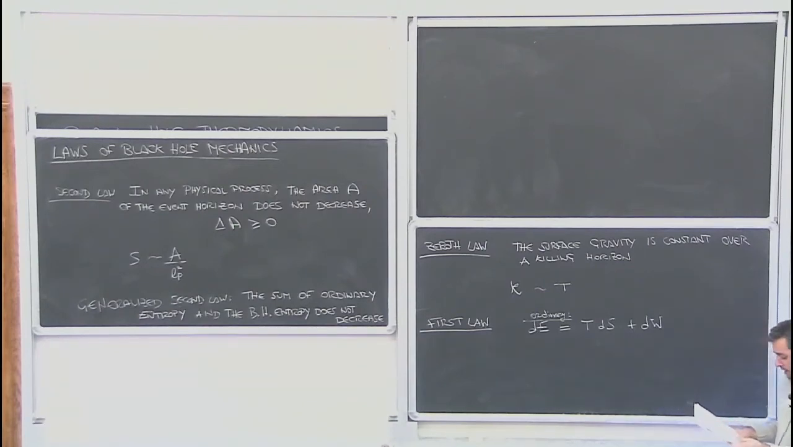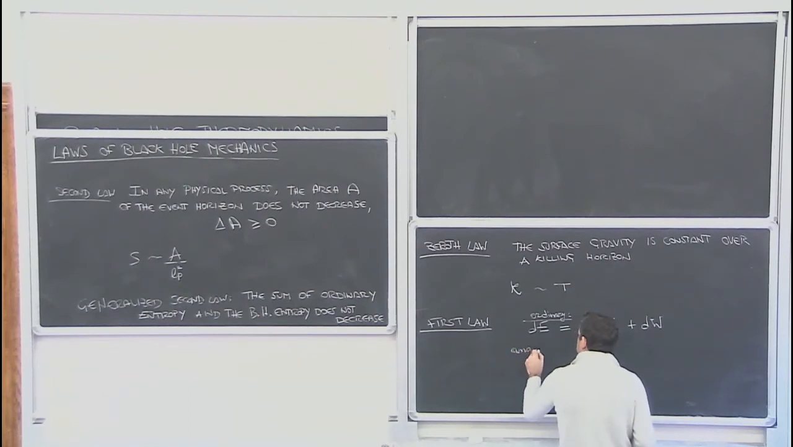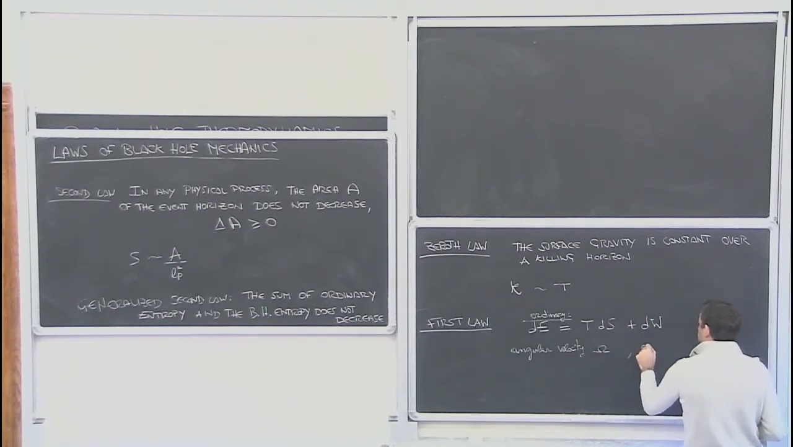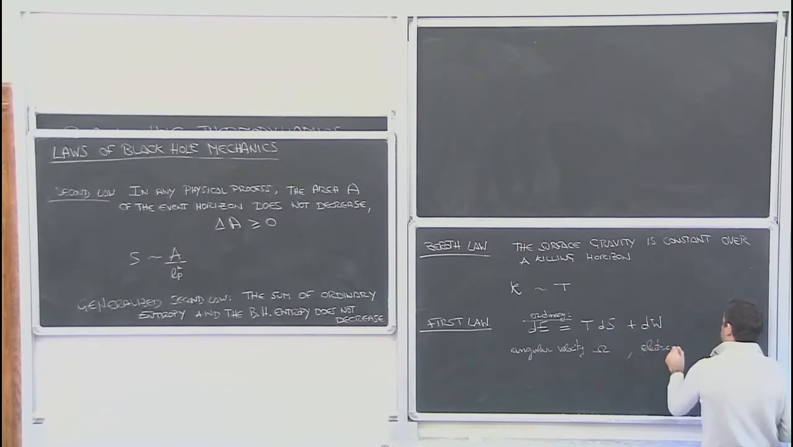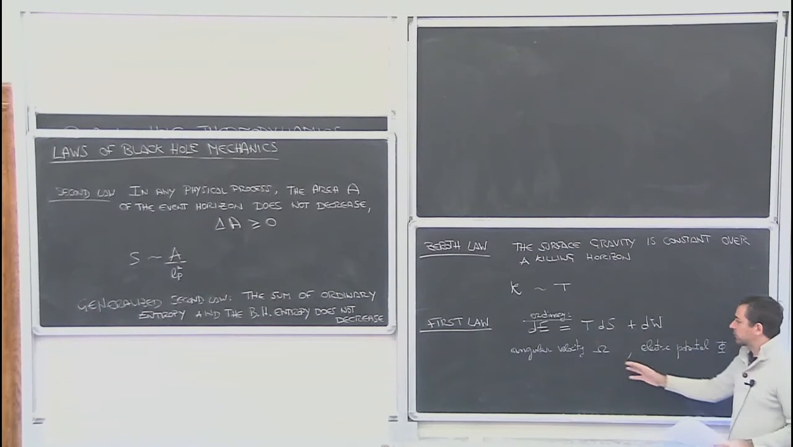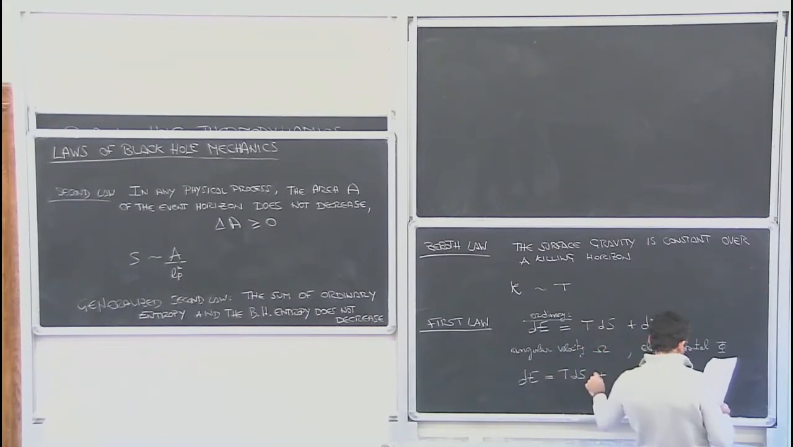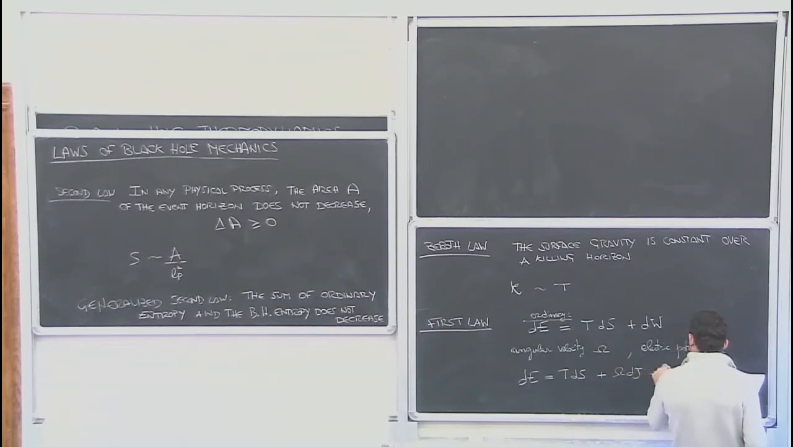If the system rotates, with an angular velocity omega, and is at an electric potential phi, we do some work on the system by this, and we can write this same law in this situation as dE equals T dS plus omega dJ plus phi dQ. Okay, so this is the first law of thermodynamics in ordinary systems.